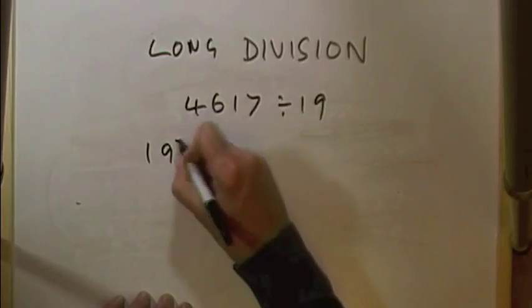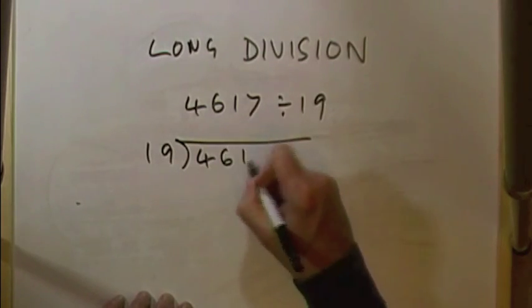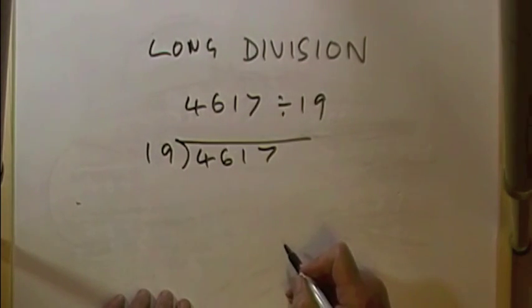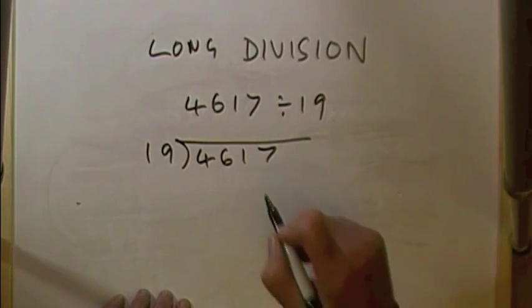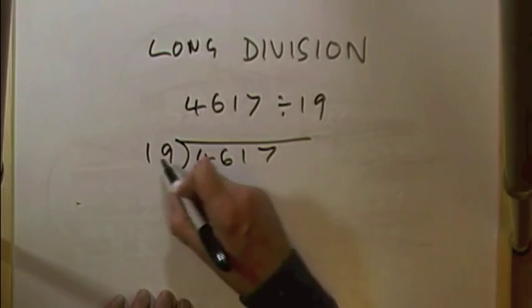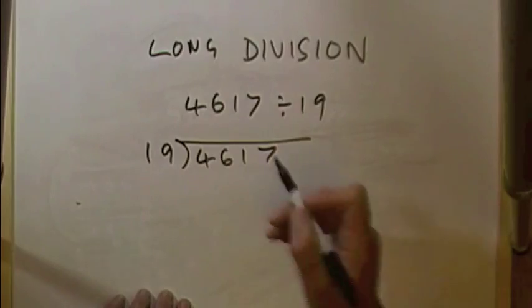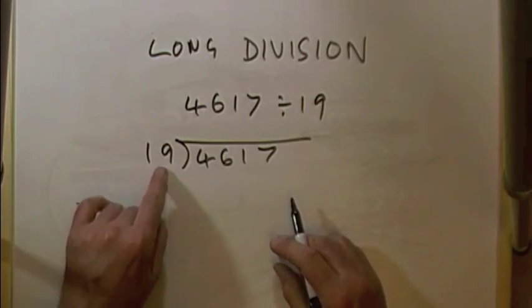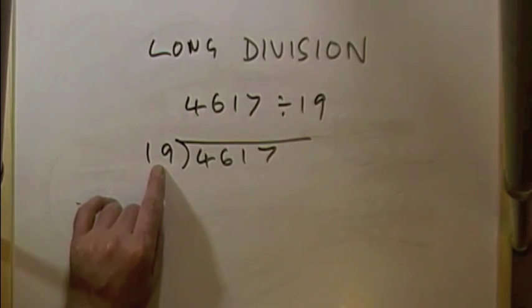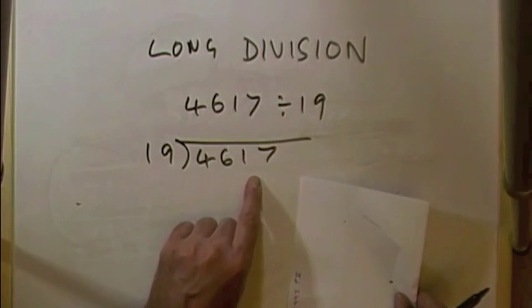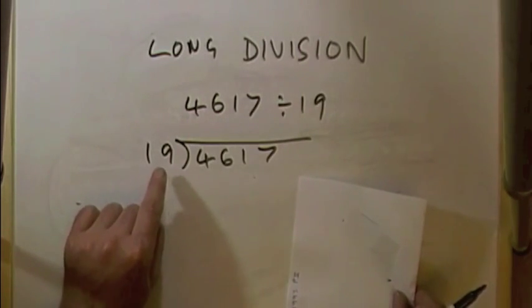I'll set it out exactly the same way as I did with the short division. The only difference is I'm not quite sure, so I'll have to be careful when I start working this out. I'll have to say, right, 19, but there's that clue here. 19's almost 20. I'm going to do my hundreds first. I'm not going to take away 19s or 190s. I'll take away my 1900s.